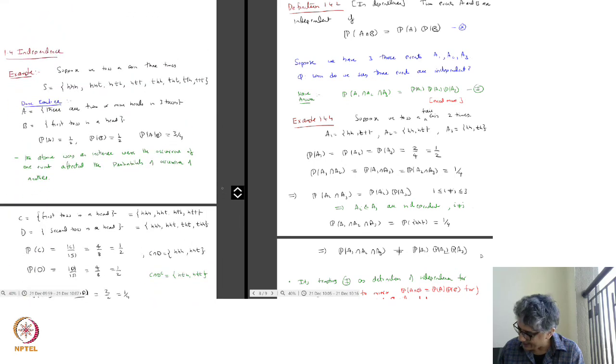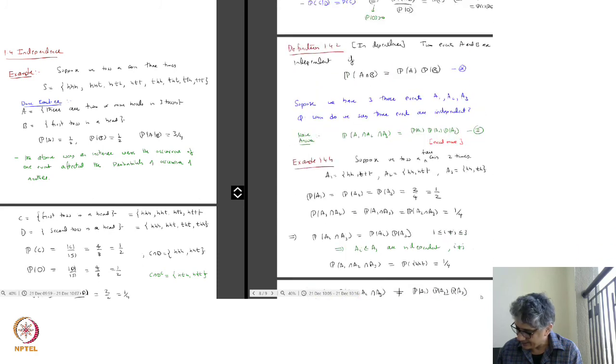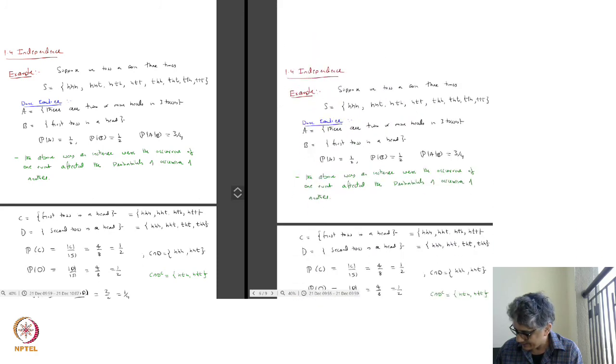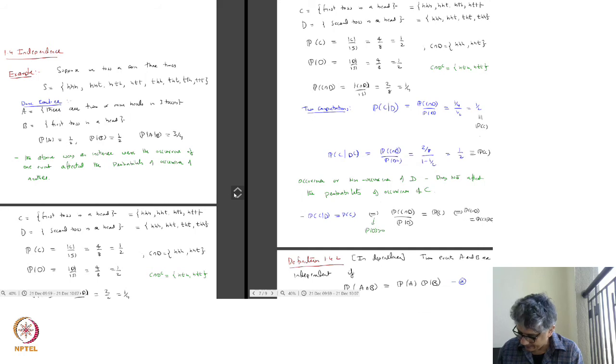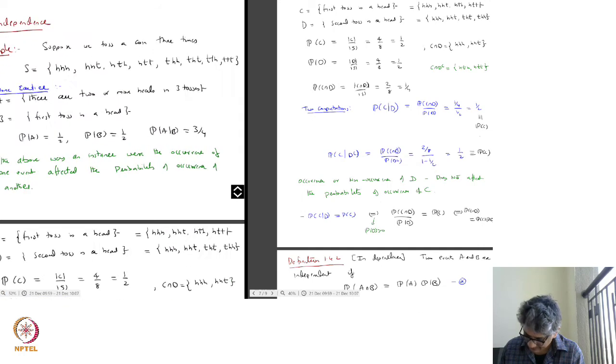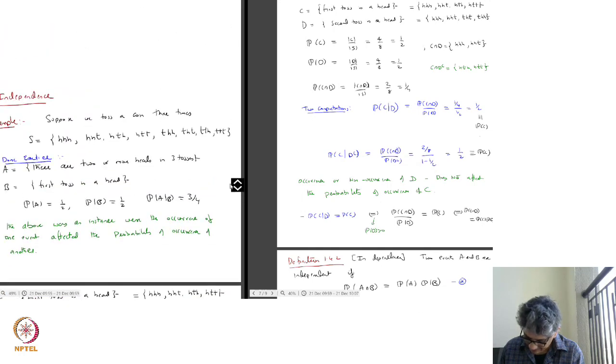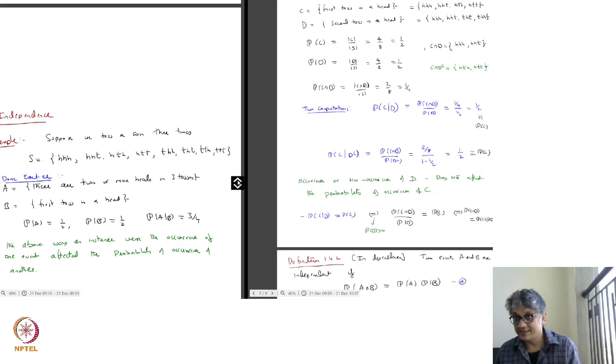So we began with the following idea. We had an example of tossing 3 coins. We knew before that if A is the event that there are 2 or more heads in 3 tosses, and B was the event that the first toss is a head, the occurrence of B affected the occurrence of A. Hence, the probability of A given B was not the same as the probability of A.